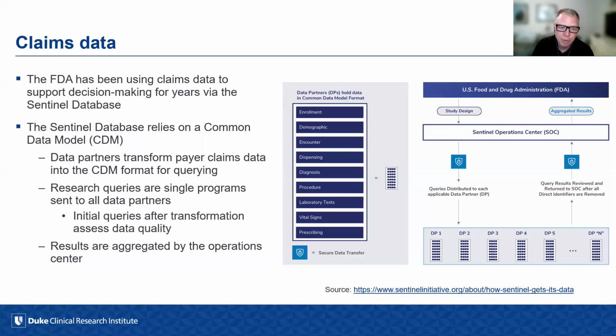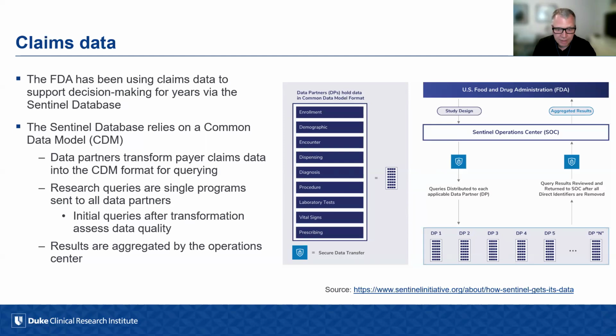That enables the operations center to send a single program out to all the data partners, get the results back, and then aggregate the results at the operations center before sending them back to the FDA. One of those queries that they send to all the data partners right after each transformation is a data quality check. They assess the data quality of everybody's database to make sure that everything matches what they expect it to be. It has actually turned out for over 10 years to be a very robust system. There's been a lot of great information generated by the Sentinel database over time.